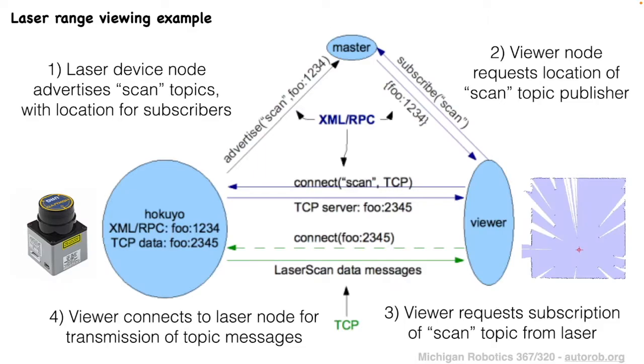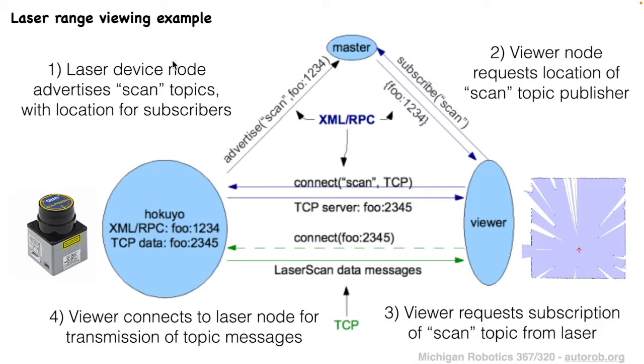So to ground this, it's useful to look at a concrete example of what this ROS runtime is actually going to look like. So here on this slide we have an example of what would be running and happening within ROS for a laser range viewing example.